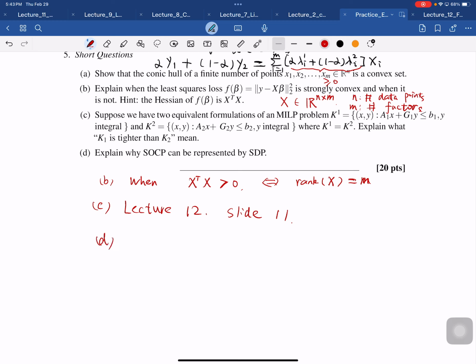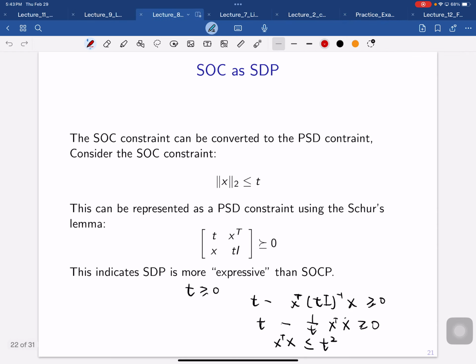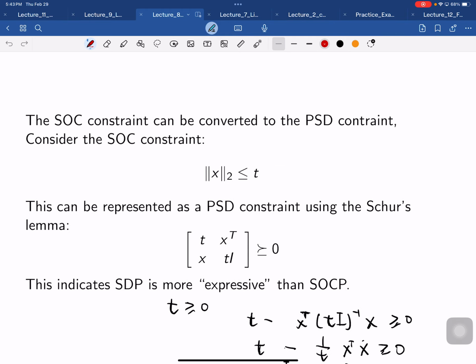Any questions related to the first three problems here? Okay, and then the last one asks you to explain why a second order cone program can always be represented by a semidefinite programming problem. We also talked about that in one of the lecture notes. Let me find it. Okay, so this is the lecture note where we talk about how any second order cone constraint can be represented by an SDP constraint.